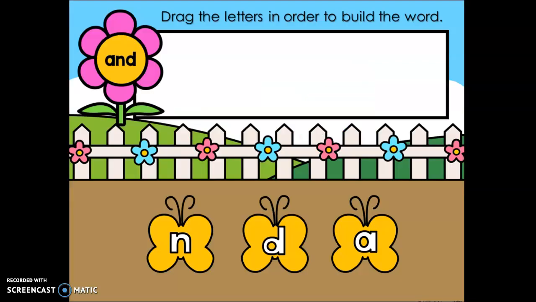Now, you'll build the word by using the butterflies at the bottom. You're going to drag the letters in the box at the top in order to build the word. Think about what comes first, what letter comes next, and what is the end sound of the word and.